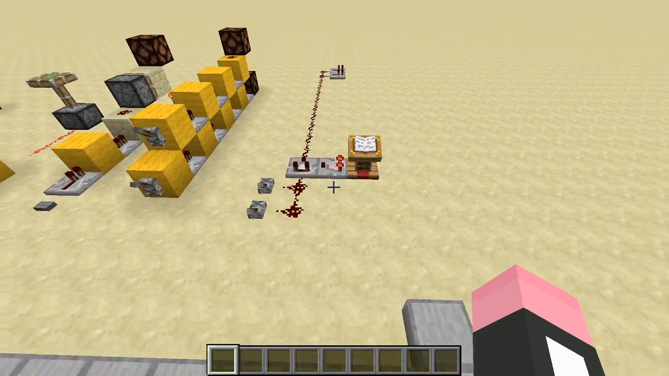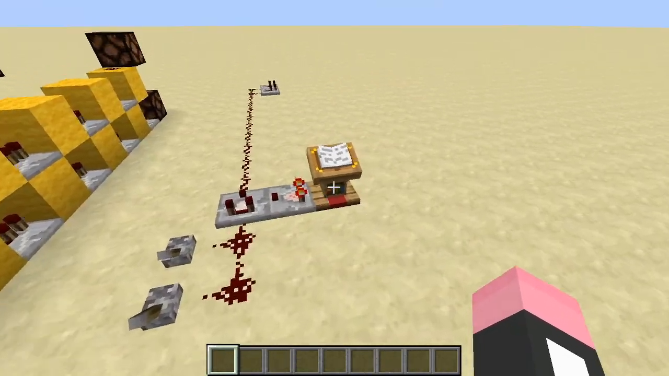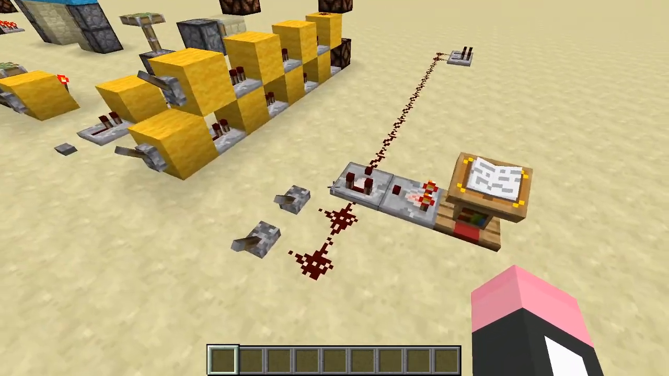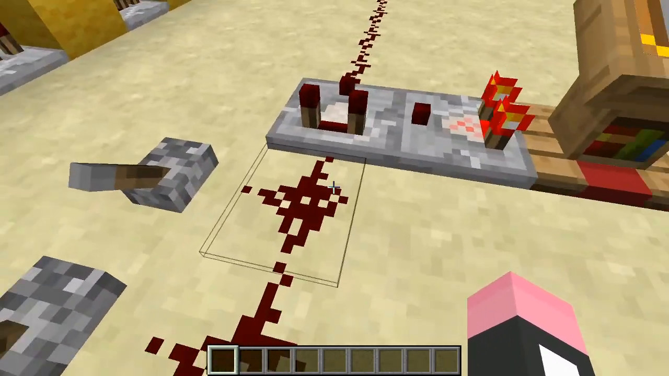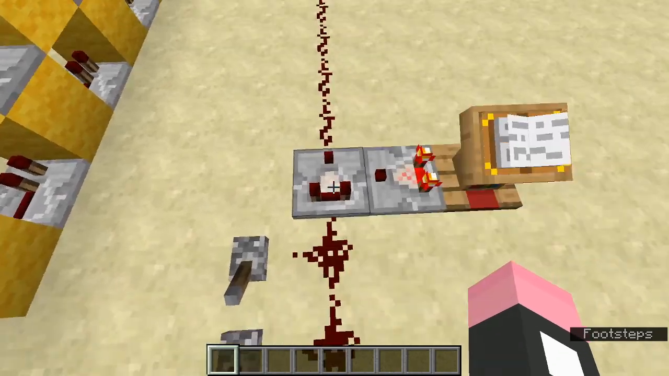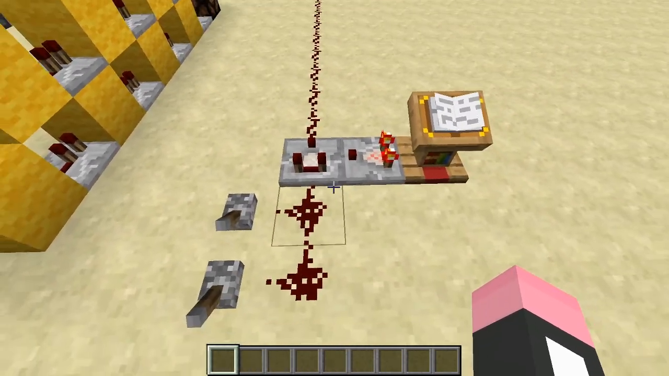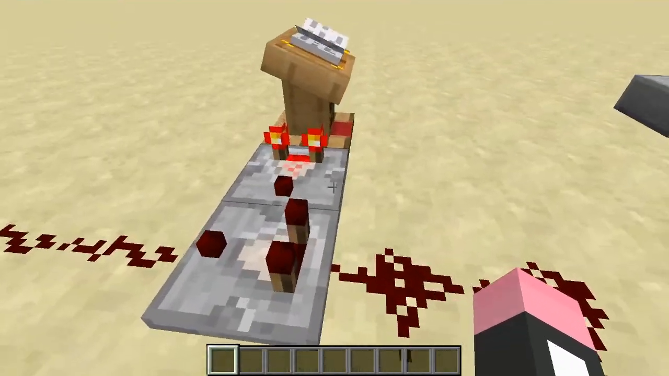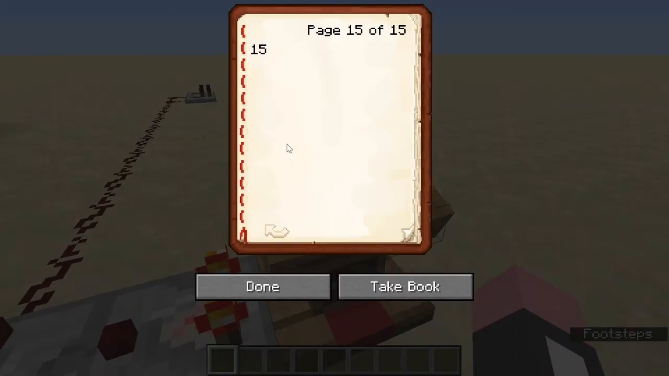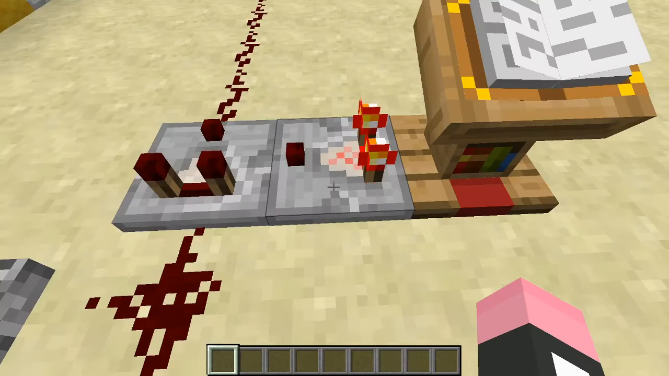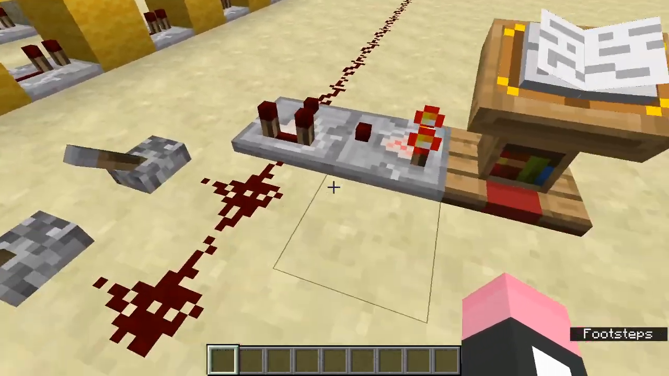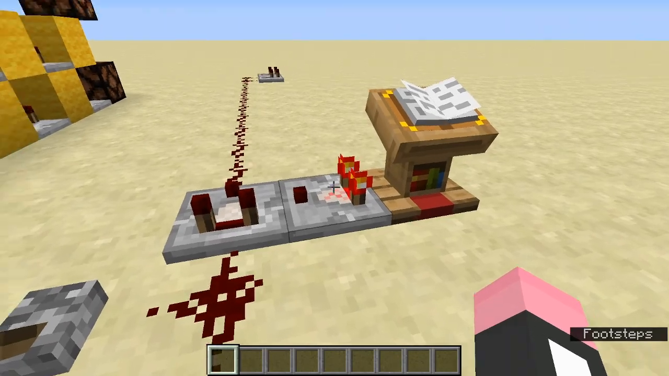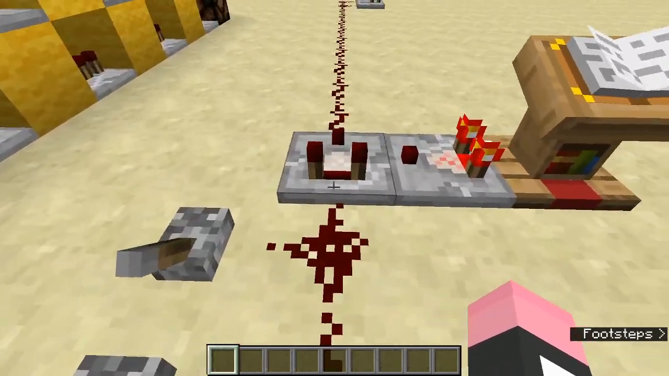Now for the final example, which is a reason why we use these varying signal strengths using a comparator. How a comparator works in its default state is it compares the inputs from the side and the rear. If we look over here, this lectern is at 15, so it will output a signal strength of 15 on the side. If the signal strength on the side is larger than the rear, then it won't power.